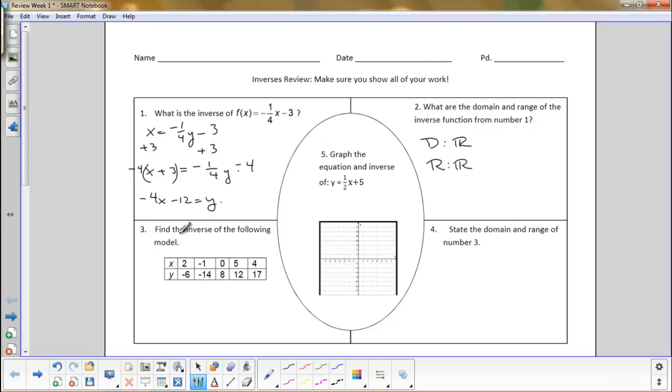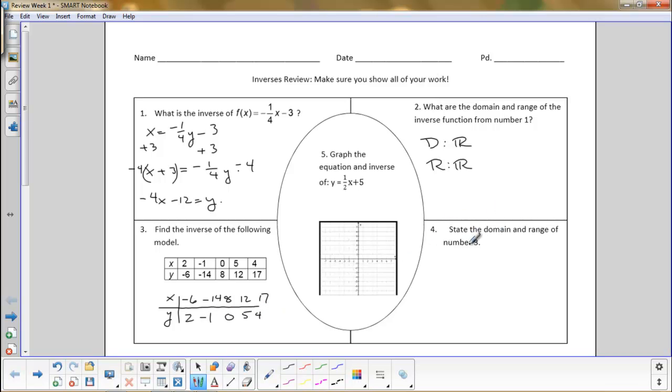Number 3, finding the inverse of a model. Well, all that means is that you're going to switch x and y values within the table. So we're going to go negative 6, negative 14, 8, 12, and 17, and the range or the y values to negative 1, 0, 5, and 4.